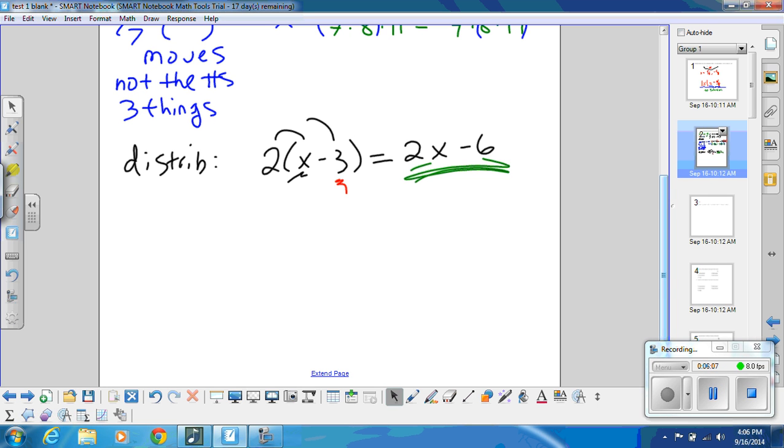Now, the next one on the list, let me scroll back up, was the inverse properties, okay? There's two inverses. There's the additive inverse and the multiplicative inverse. So for inverse, we've got a plus and a multiply. Here's an easy way to think about inverse: opposite. What is the opposite here?